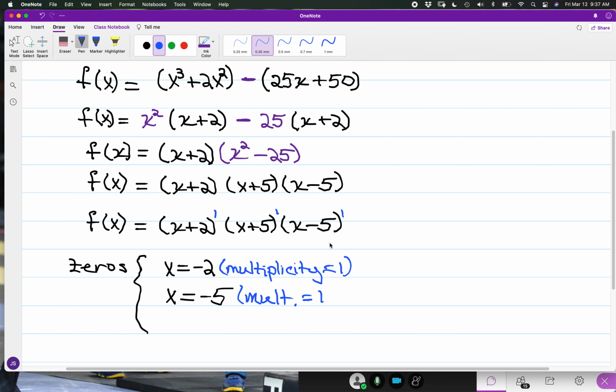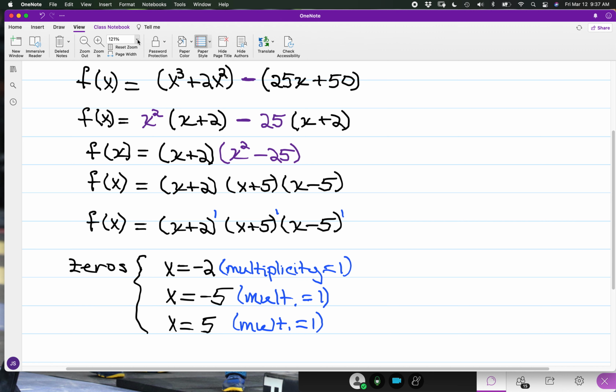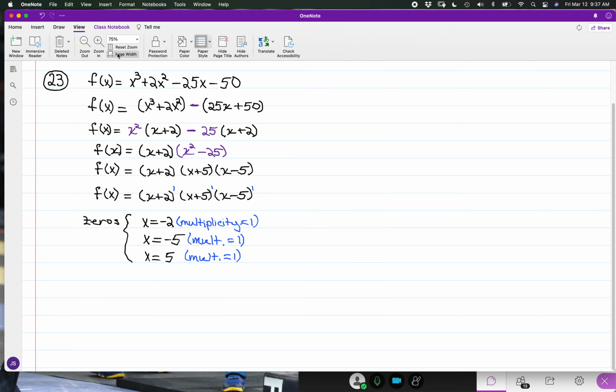And we have, once again, with x minus 5, the remaining zero at 5. And because the corresponding factor x minus 5 is of first degree, 5 is going to have a multiplicity also of 1. So this is what we have within the framework.